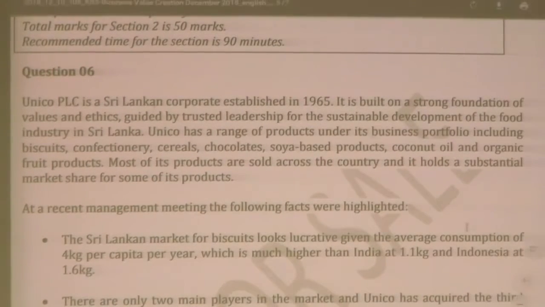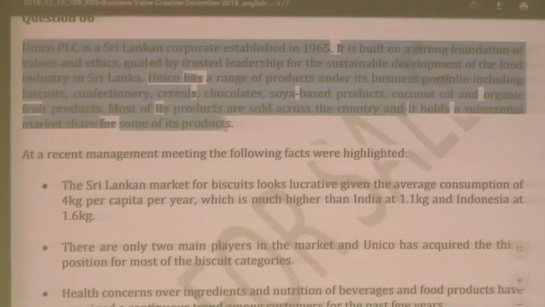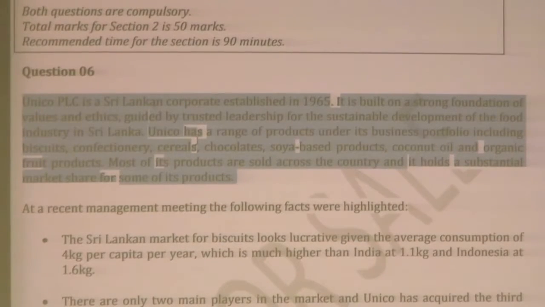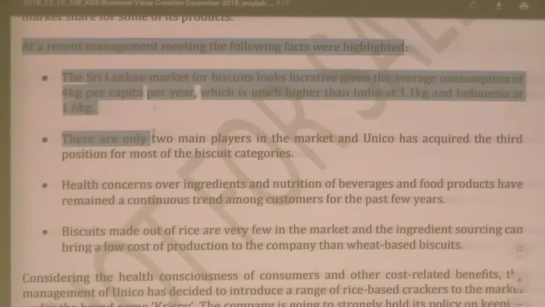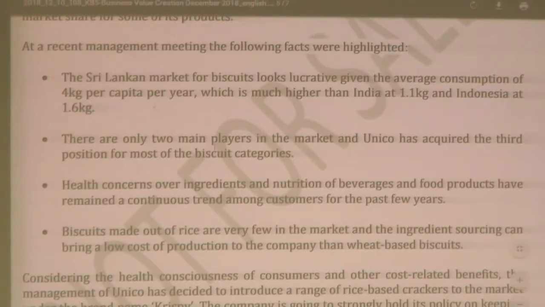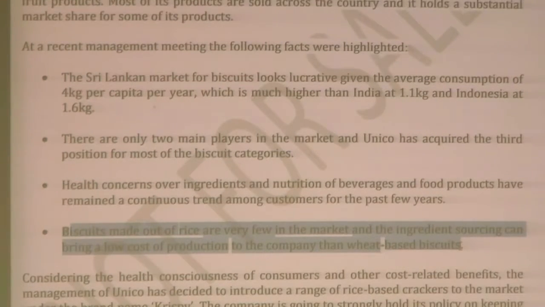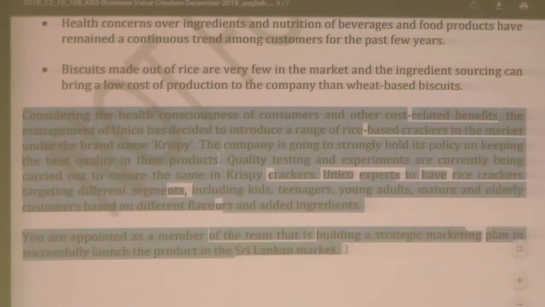As a person who teaches case studies, I can tell you why they have given information about the company. This is about the company. This is about the industry. Again industry, health concerns, industry. This is a competitor screening. Rice selling other biscuits are doing. Again, you know, these are the suggestions and questions.